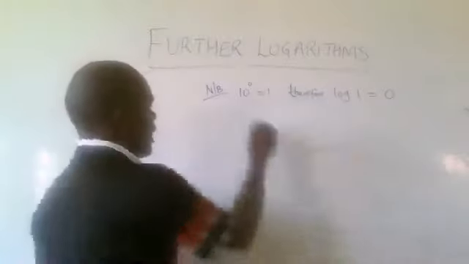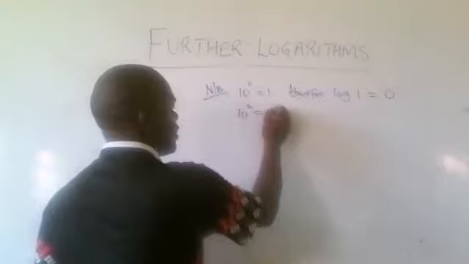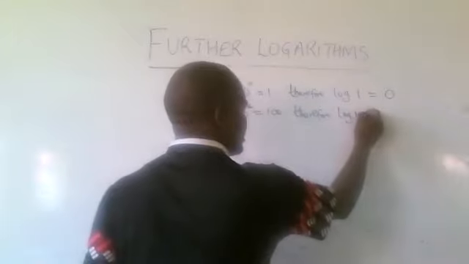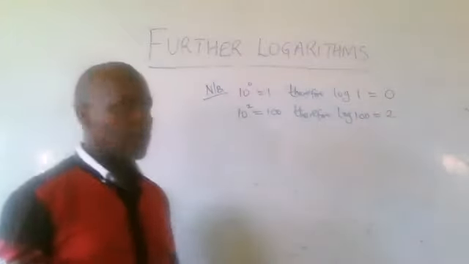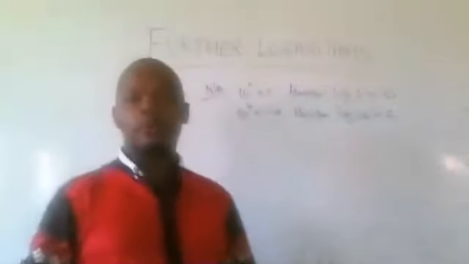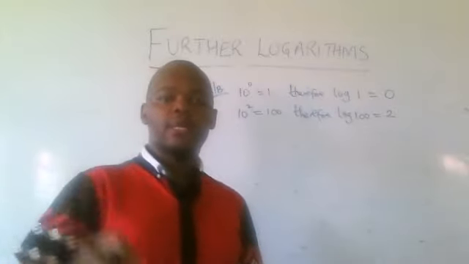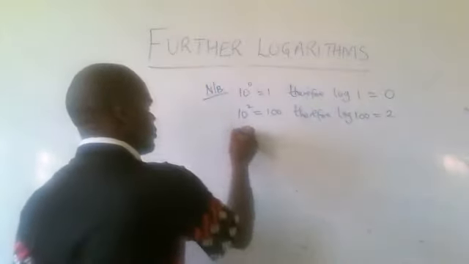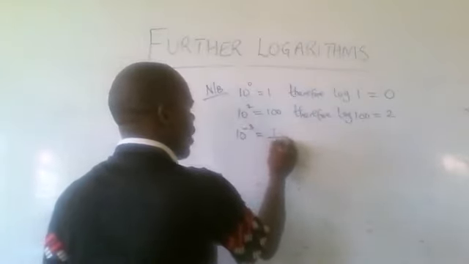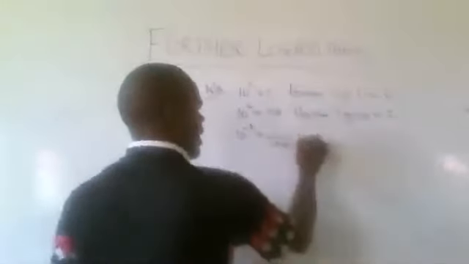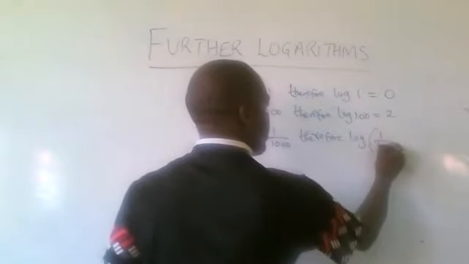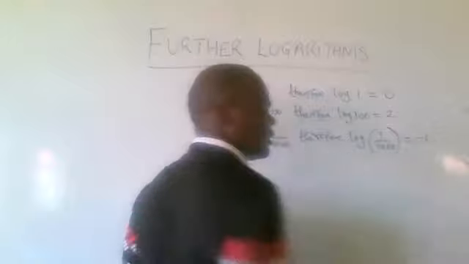Now, for instance, if I have 10 power 2 is equal to 100, therefore log 100 is 2. And so forth and so on. So 10 power 3 is 1,000, and therefore log 1,000 is 3. Then if I have 10 power negative 3, this is 1 over 1,000, and therefore log 1 over 1,000 is negative 3.